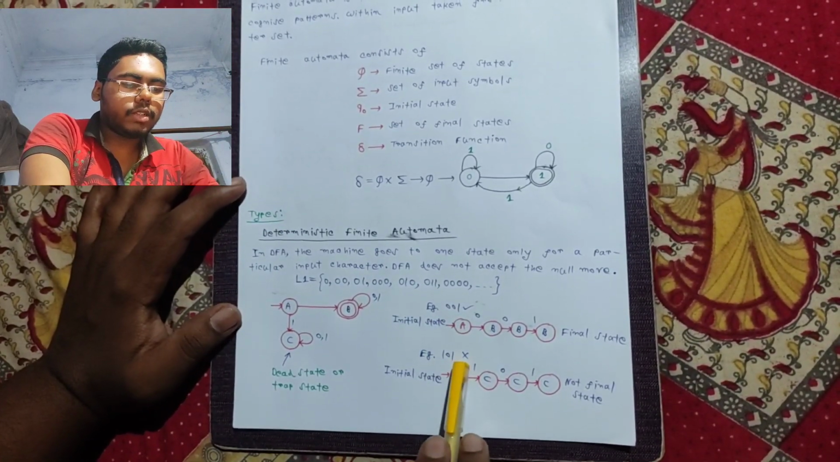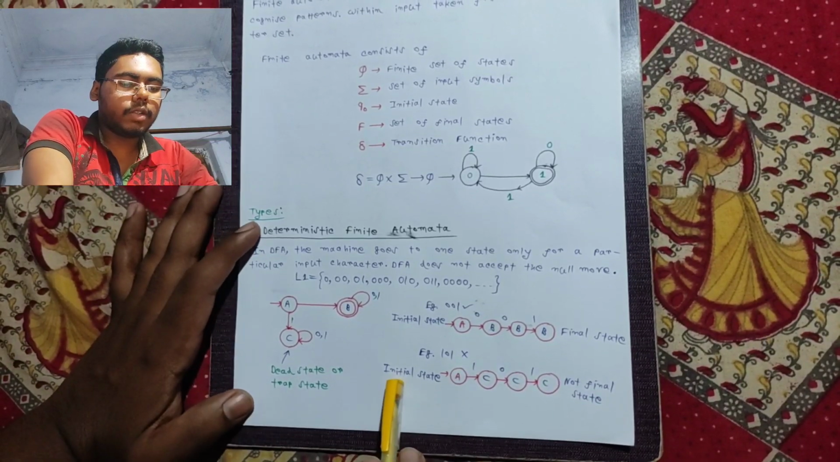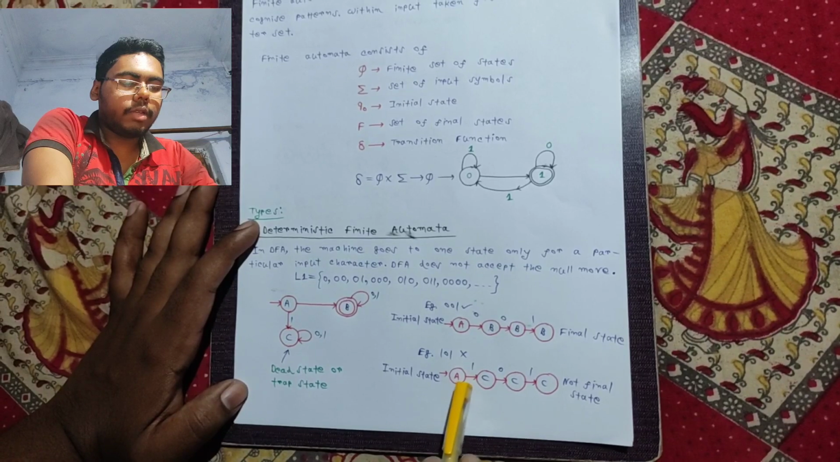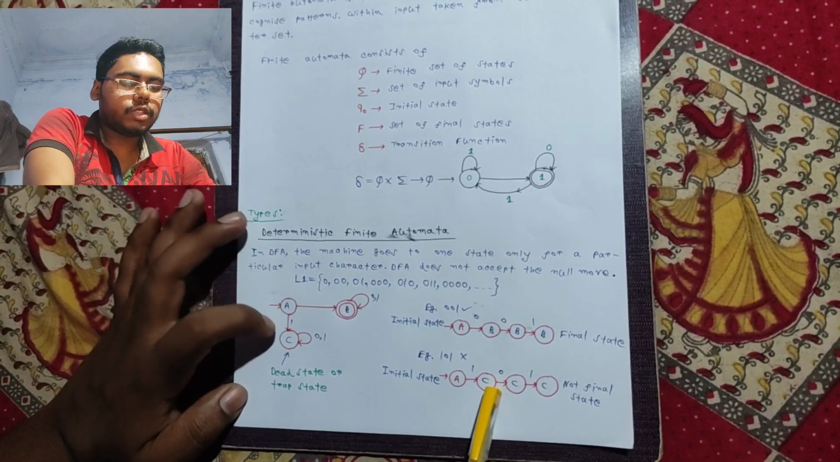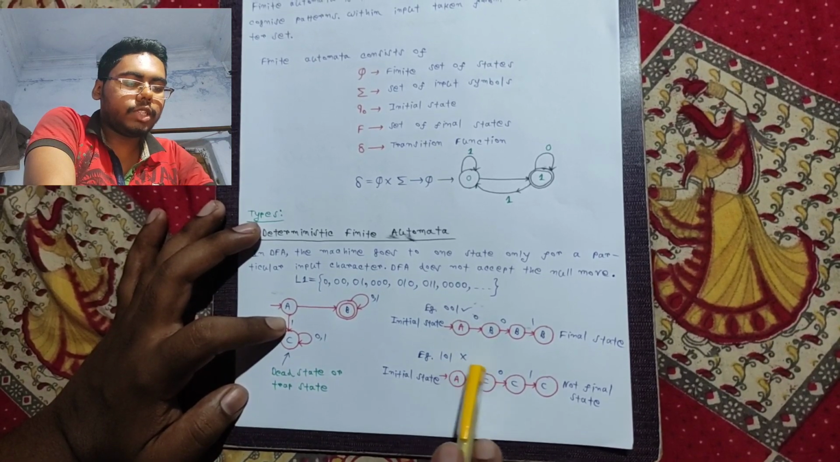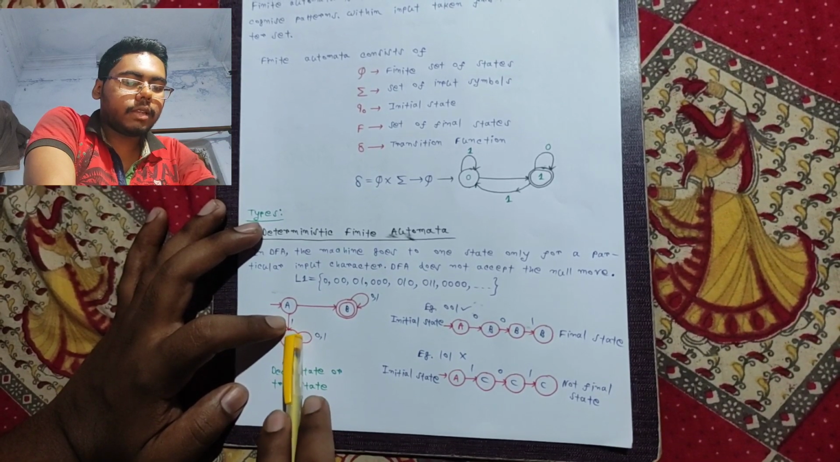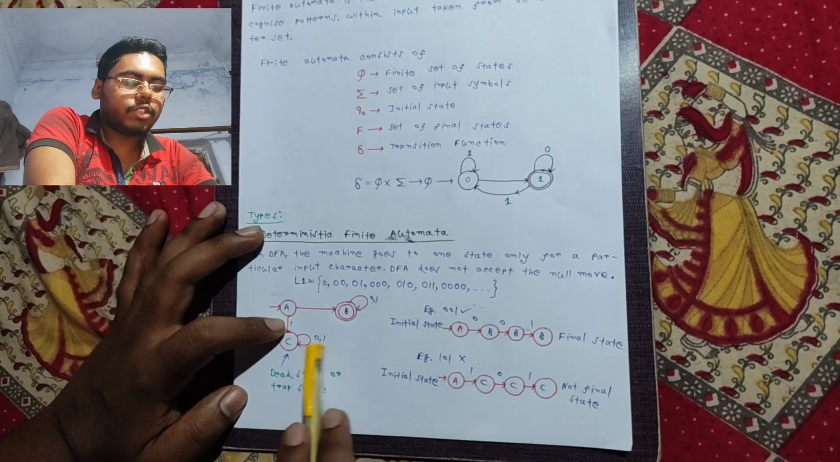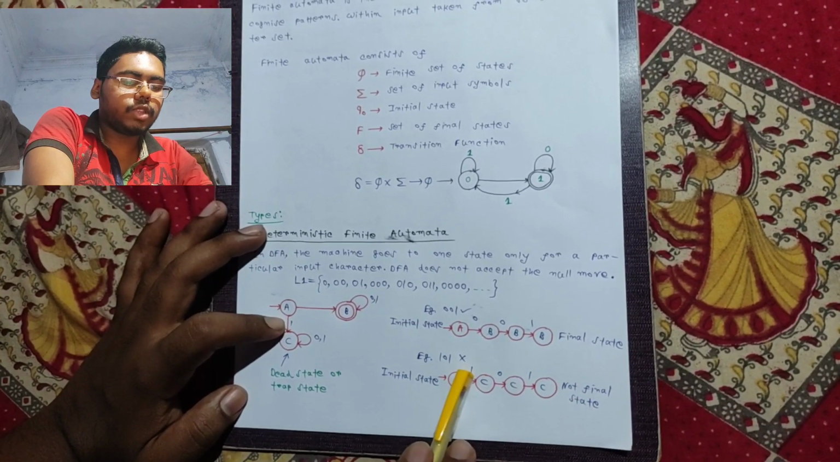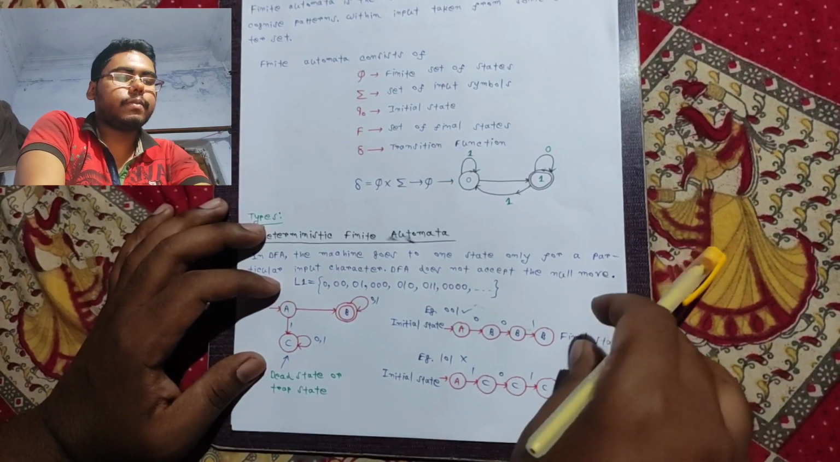But in case of 1 0 1, this string is not accepted, because if we start from the initial state and we give 1 to A, then it goes to C. Then if we give 0, it again remains at C, which is not our final state. Then again 1, it remains in C, which is not our final state. So this string is not accepted.